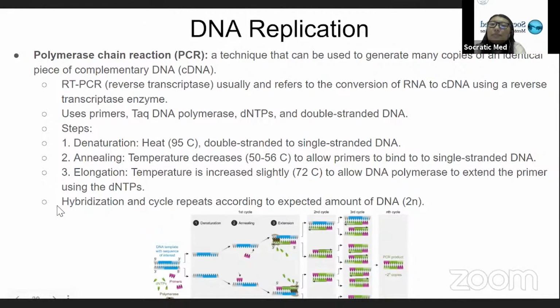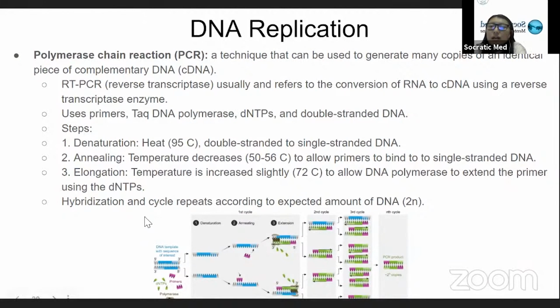After this, there would be hybridization of those extra strands. They would form back into double-stranded DNA once they hybridize with each other. Then the cycle repeats according to how much DNA an individual is trying to replicate. The amount of DNA would be 2^n, where n is the number of cycles that you are running that PCR.